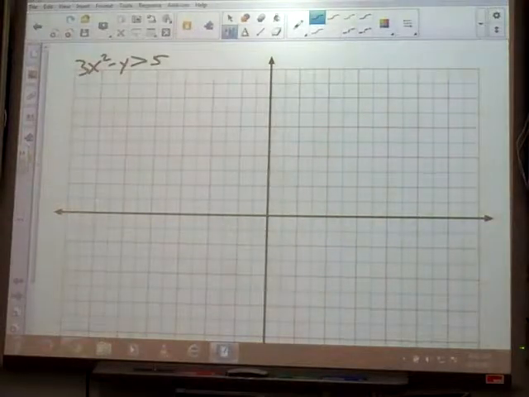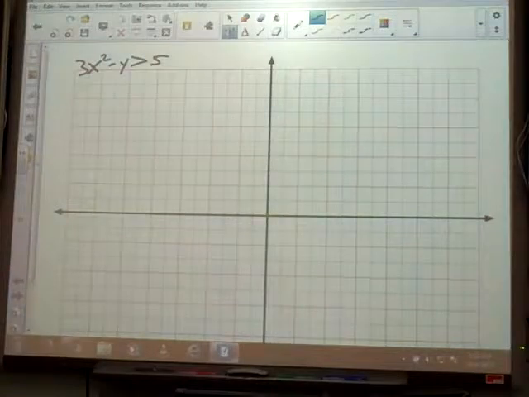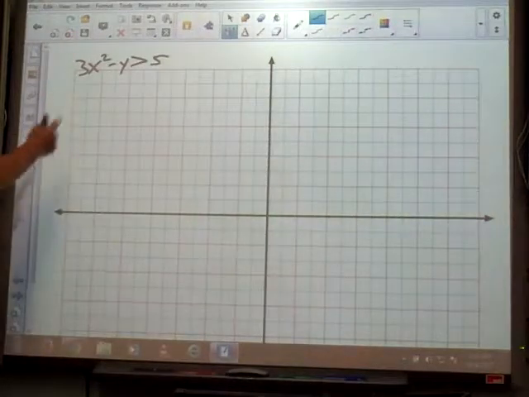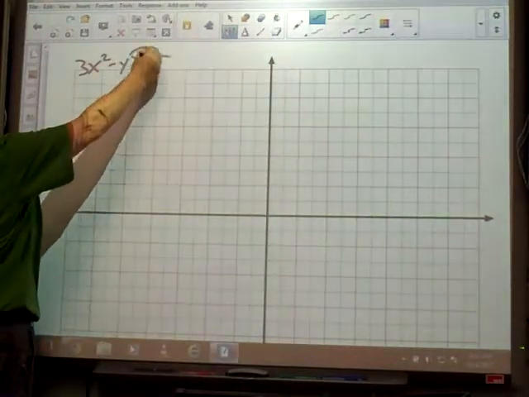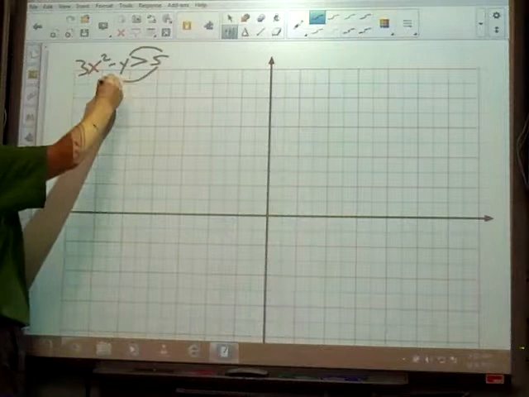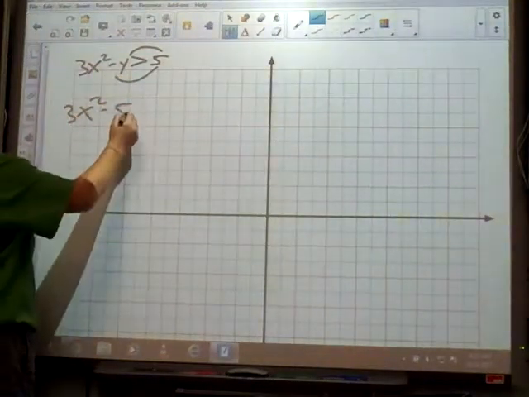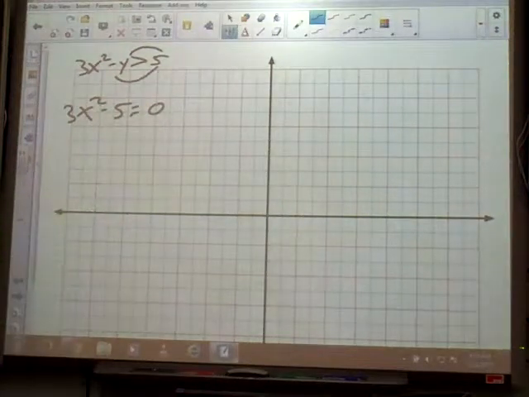I'm going to graph that thing. The first thing I would do is try to set it equal to y. So if I move that y over here, then I'm going to move the 5 over here. So I'm going to have 3x squared minus 5, and I can just say is equal to 0.